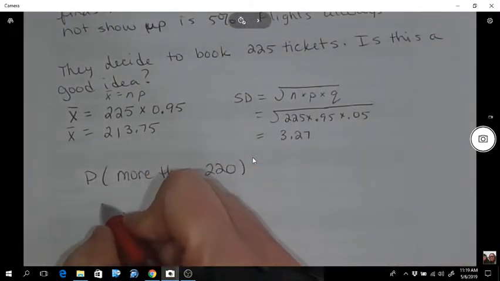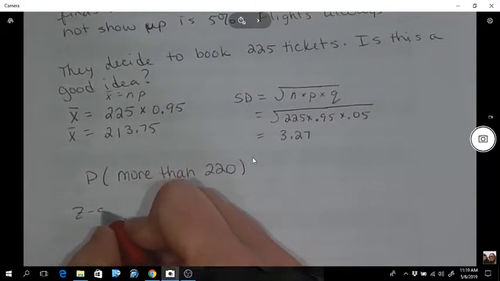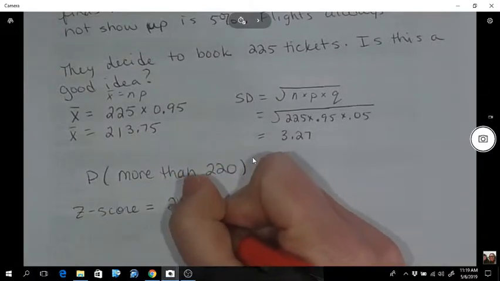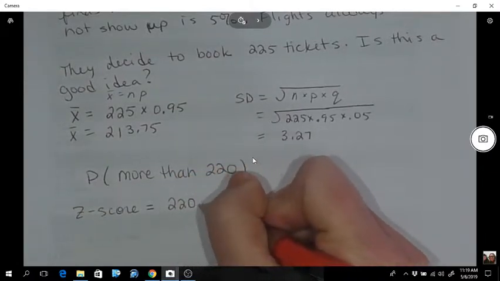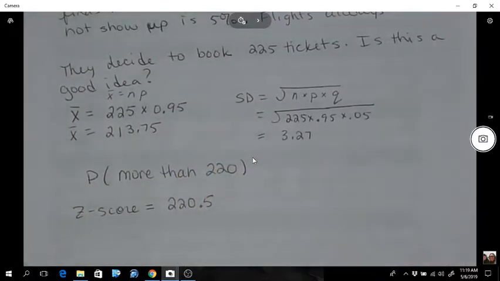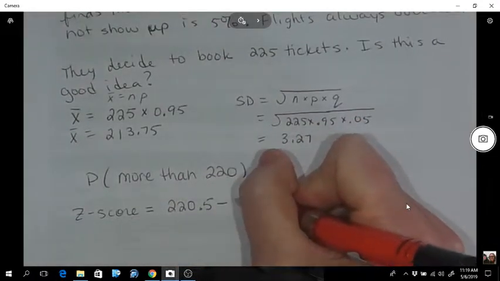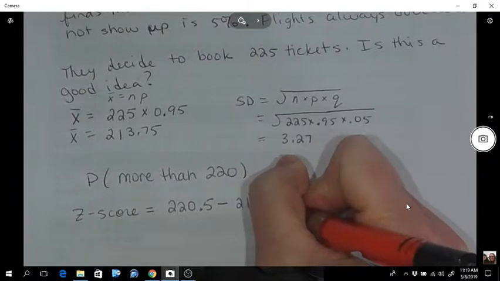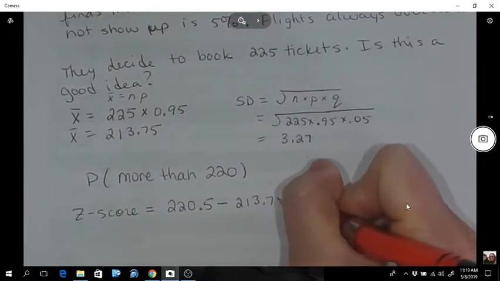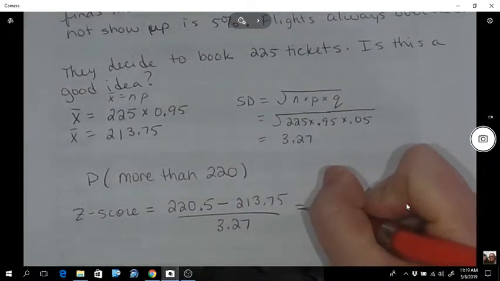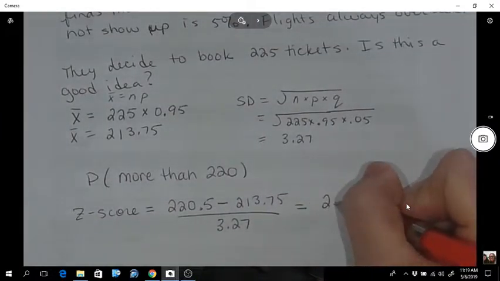Okay, so we need to do a z-score lookup. For more than 220, I'm going to use 220.5. Some people you'll find just do the 220. So we'll do 220.5 for more than 220. Subtract the mean, divided by the standard deviation. Okay, so we get a z-score of 2.06.